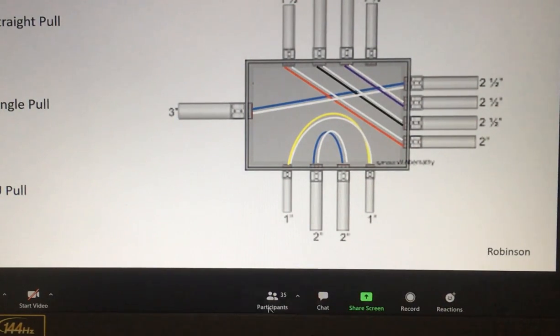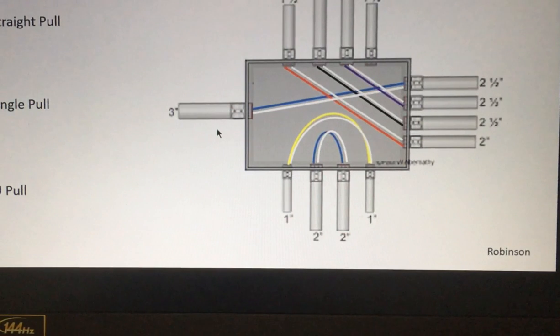For a straight pull, you take the largest conduit and you multiply it by 8. And that's the distance between the walls of the box. You said you always multiply it by 6. No, that's for an angle pull. For the angle pull, you multiply it by 6, and then you add all the other conduits. So let's take a look at it. Our straight pull: 3 times 8 is 24. So that's the straight pull.